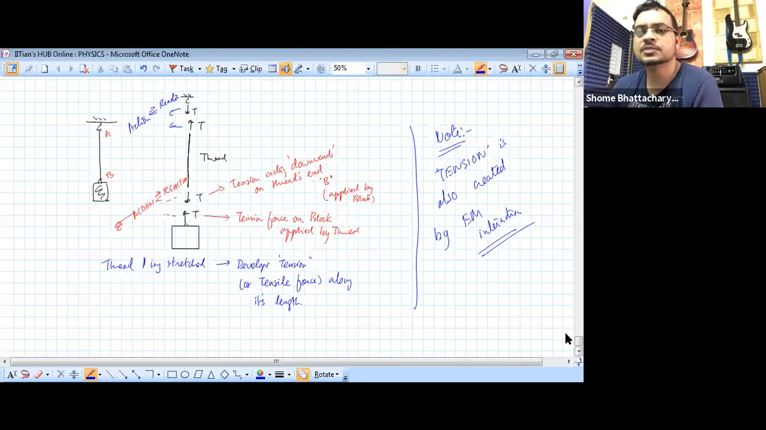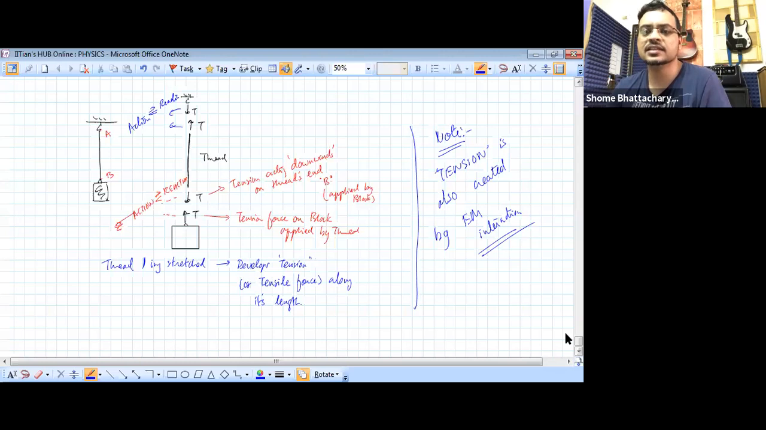Tensile strength is something to do with the maximum amount of tensile force that a material can experience before it breaks. So yes, it is to do with tension, but its definition is different. Tensile strength is to do with the maximum limit of stress which can act within a body before it will break.